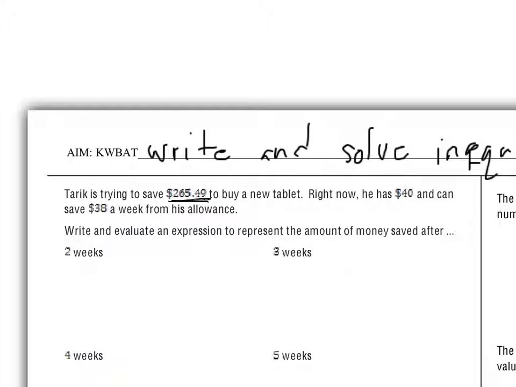Because it's not saying that he has to buy it when he has exactly $265.49. Not to mention, if he's getting an allowance of $38 per week, he's never going to get exactly $265.49 because it's coming in chunks of $38. So let's look through. We're going to write and evaluate an expression to represent the amount of money saved after certain amounts of time.